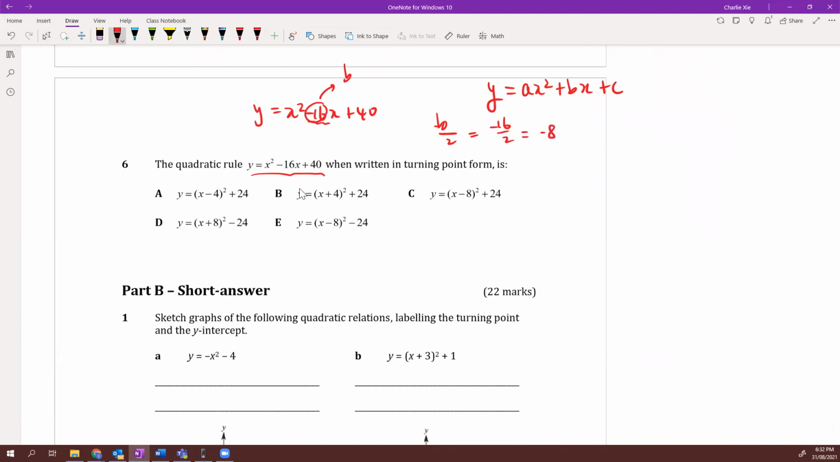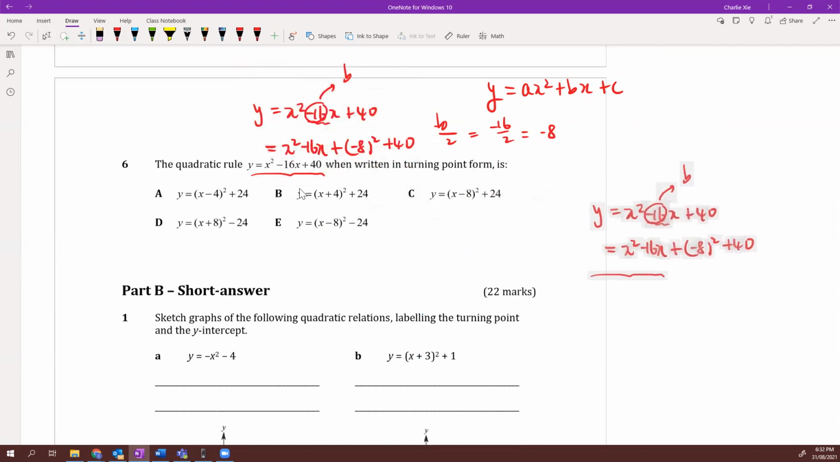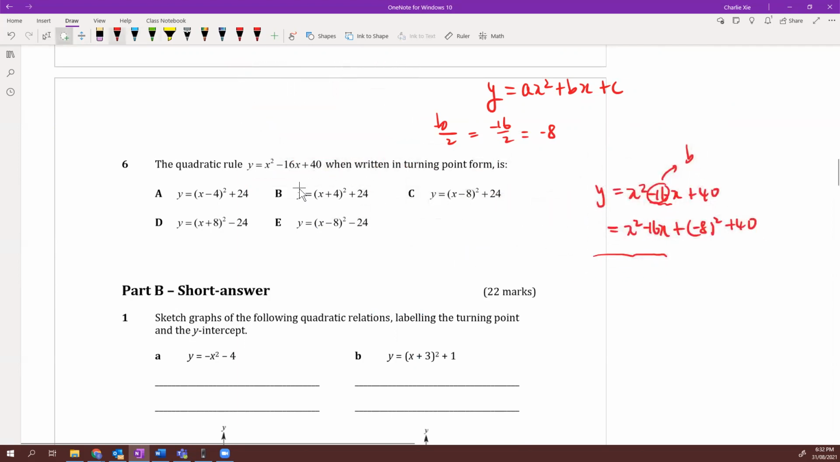Okay. So you're adding actually half b squared. So that's x squared minus 16x, plus half b squared. This is your half b, so you're plusing (-8) squared, and plus 40. Okay. All right. Let me move this over here to get a bit more space. And this one is just (x minus 8) squared.